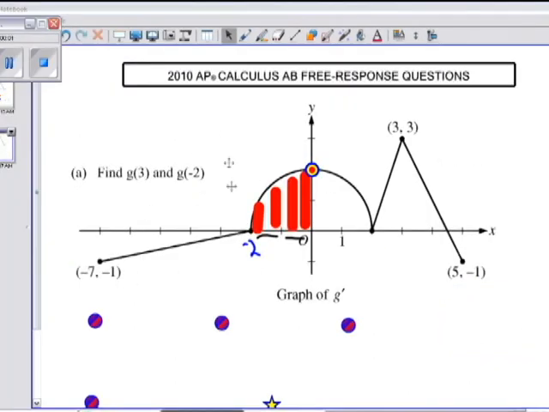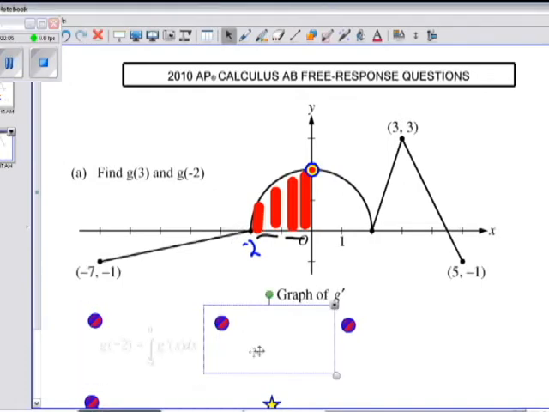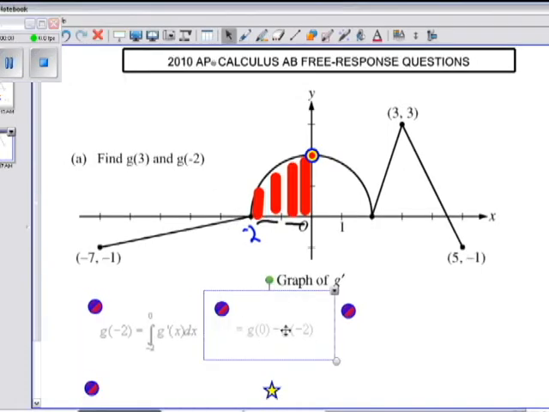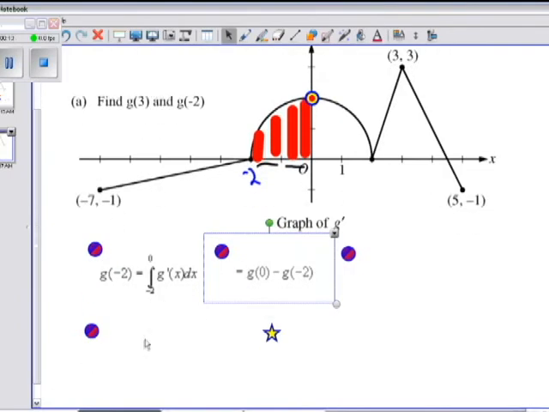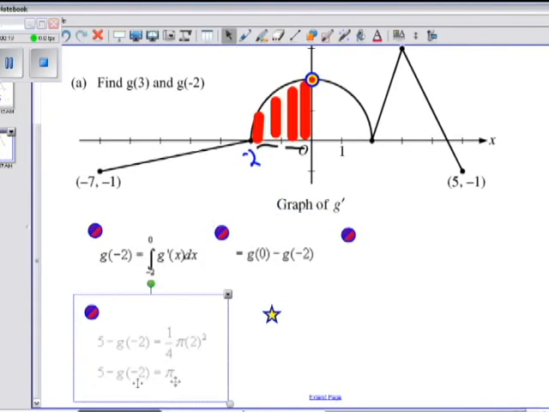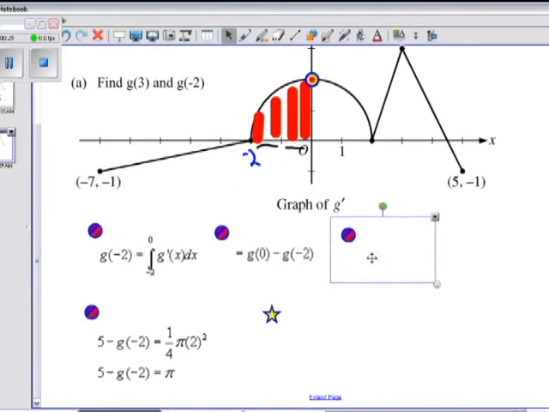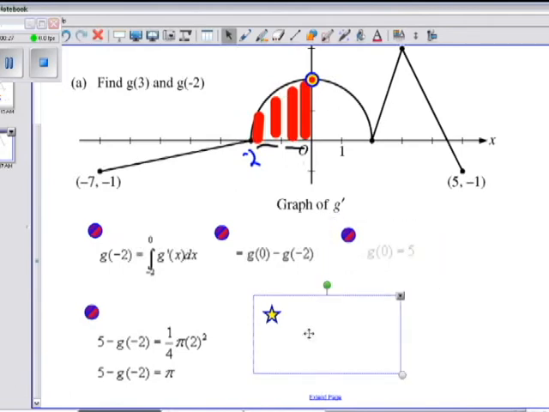To find g of -2, the integral of g prime of x from -2 to 0 is equal to g of 0 minus g of -2. And we take note that this segment from -2 to 0 is represented by a quarter circle. We find the area under the curve from -2 to 0 is pi because 1/4 pi r squared with radius 2 gives us an area of pi. So we plug 5 in for g of 0 and set the expression 5 minus g of -2 equal to pi. Then solve for g of -2, which turns out to be 5 minus pi.